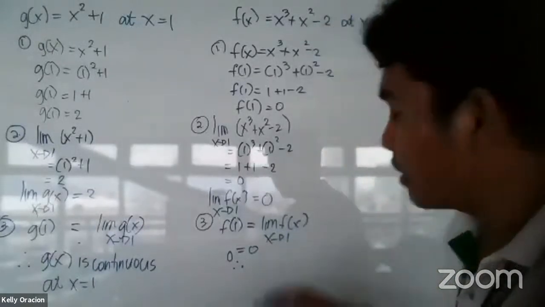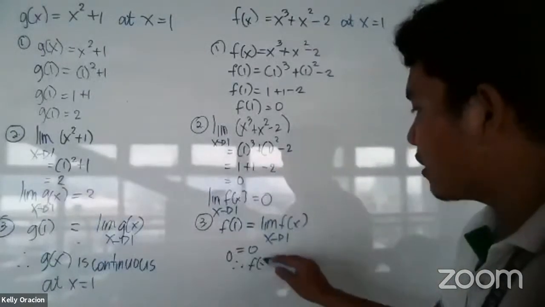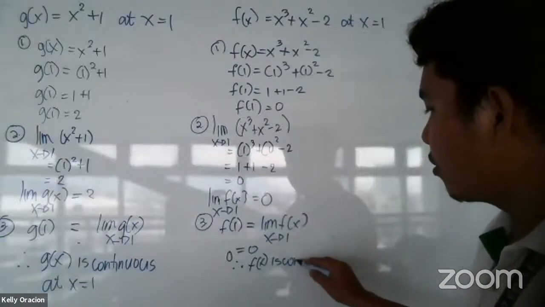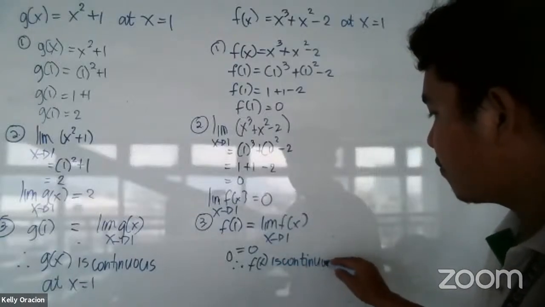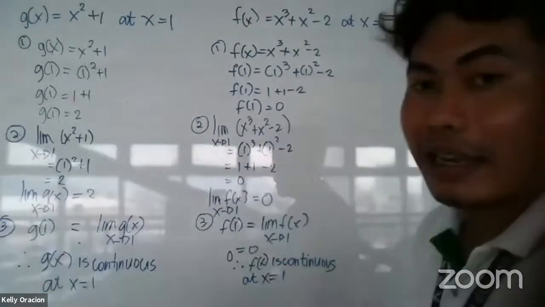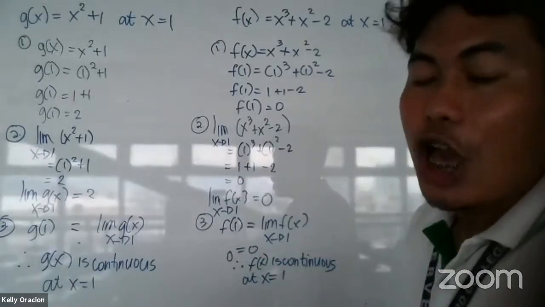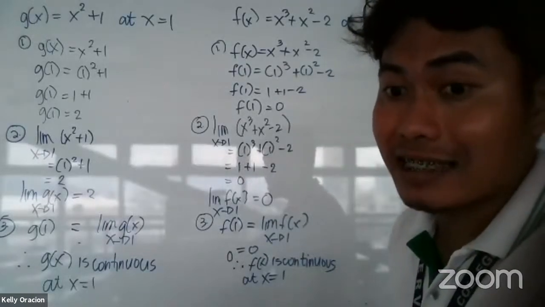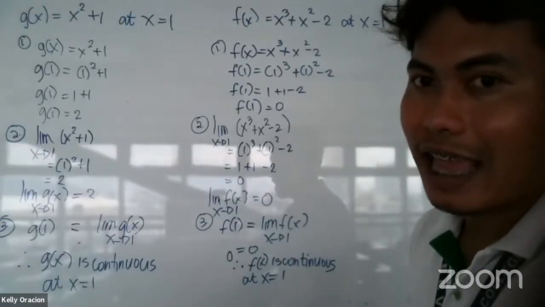That means your f of x is continuous at x is equal to 1. That's the answer. Again, your f of x is continuous at x is equal to 1. You can write it down now.